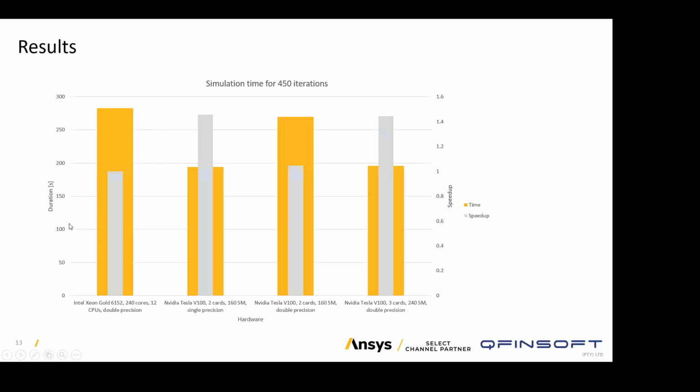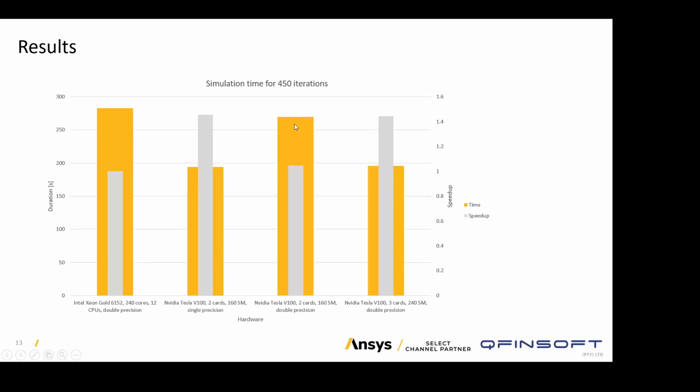Okay, so I've done several tests. You can see we've compared the Intel Xeon Gold with 240 cores. That is basically 12 processors. We used this in parallel with NVIDIA Tesla V100, 2 cards, but in single precision mode, and then also 2 cards in double precision. Now the NVIDIA cards each have 80 streaming multiprocessors for a total of 160 SMs. And then lastly we have the Tesla V100 with 3 cards, which basically is a total of 240 SMs in double precision.